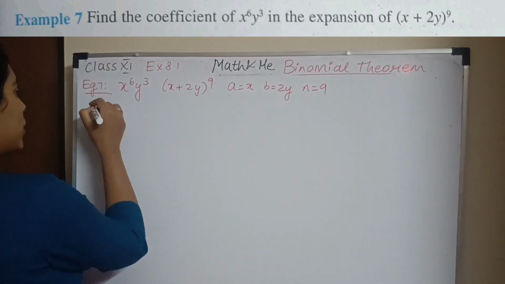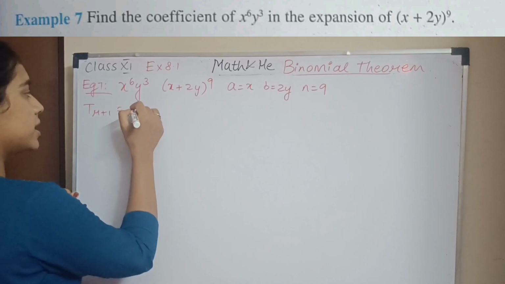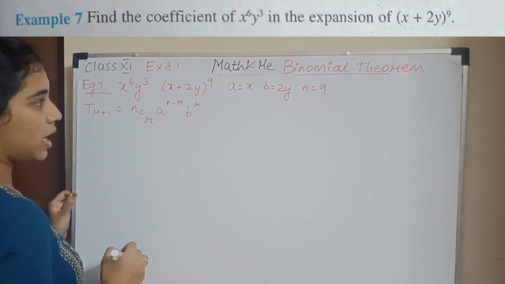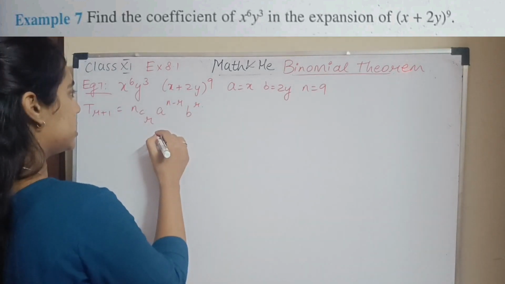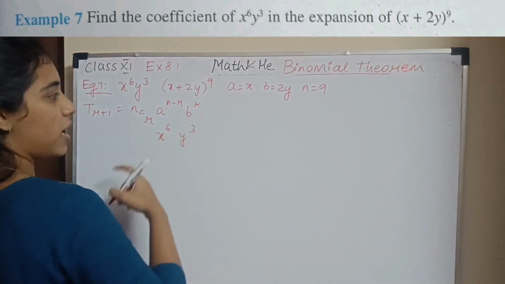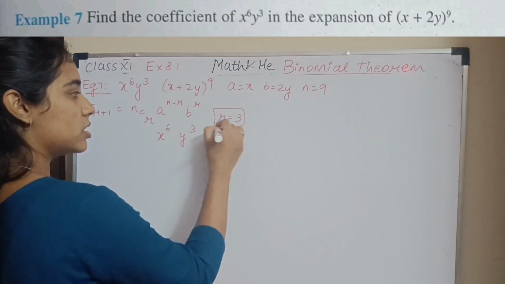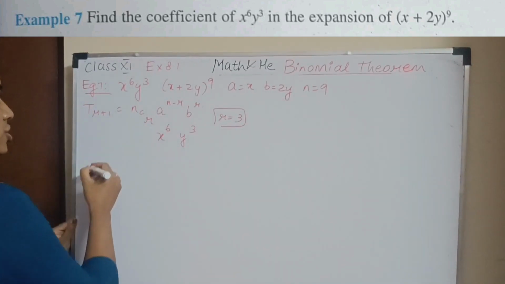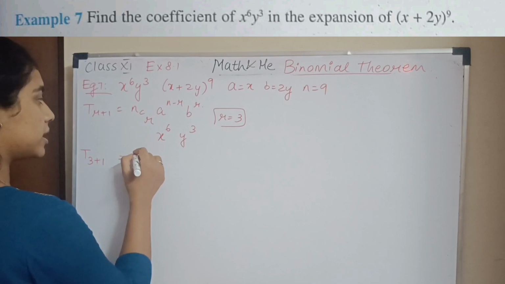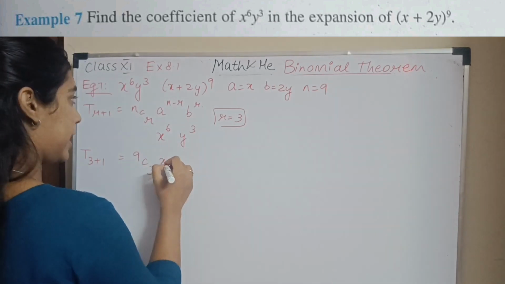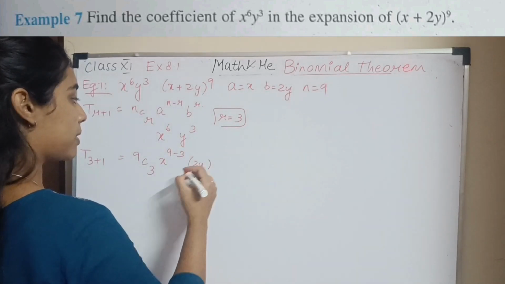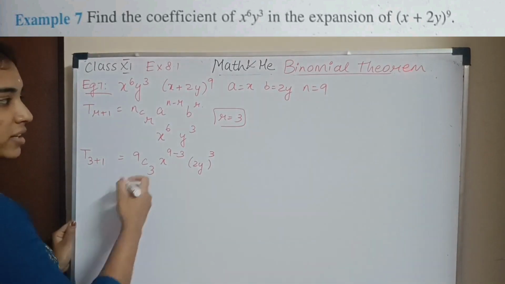What is my number of terms? 10. Okay. So now what is your t r plus 1? It is nCr of a to the n minus r, b to the r. So I need this to be x to the power 6 times y to the power 3. So what is my r? My r is 3. On comparing these two, my r is 3. So which term should I find out? T of 3 plus 1 equals 9C3 a to the power 9 minus 3 times 2y to the power 3. So this is what is needed. This is how you find it out.